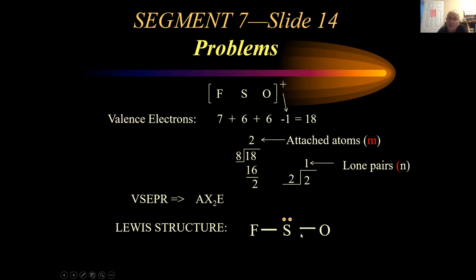Okay, so now, how do I get the octet on the central atom? I need two more electrons. They have to be paired. They have to be bonded electrons, and they should go to the oxygen. Now you can put them to the fluorine. We can make it work. That would be a resonance structure. We talked about a while ago, if there's more than one way to do that, it's a resonance structure.